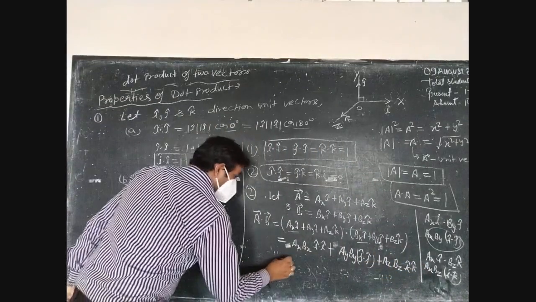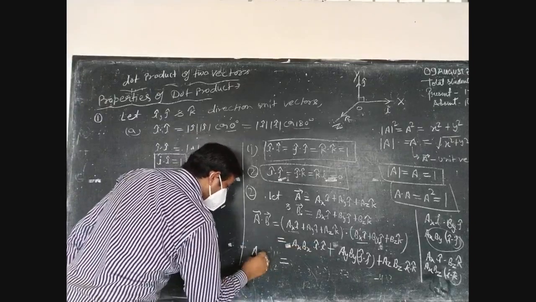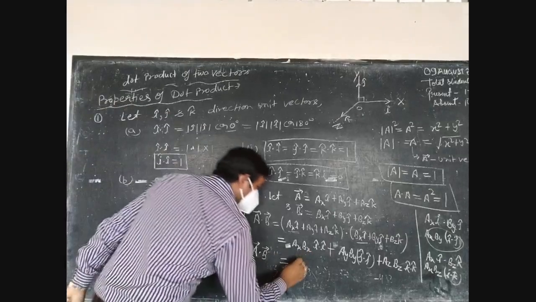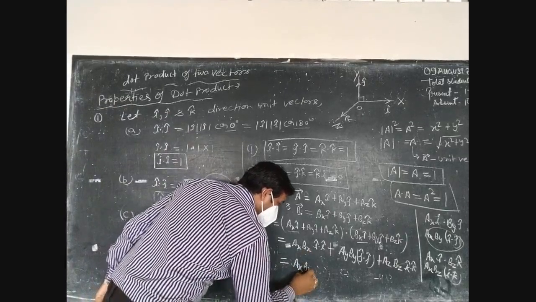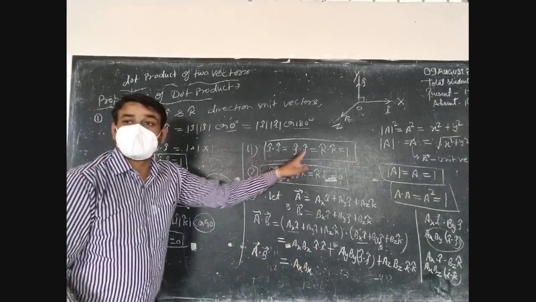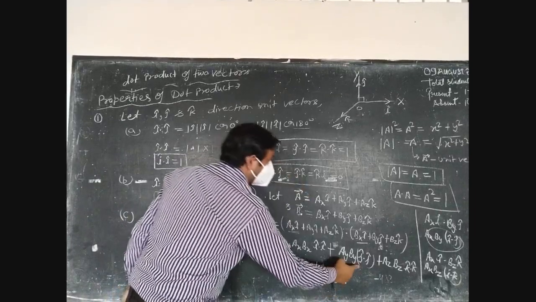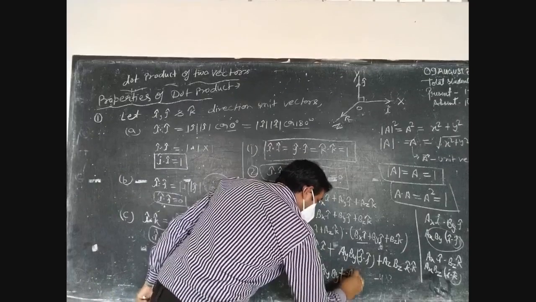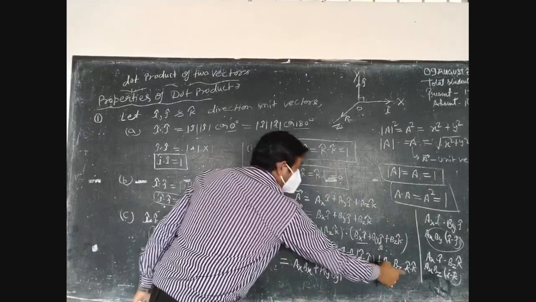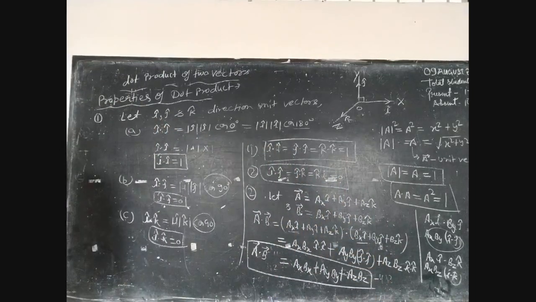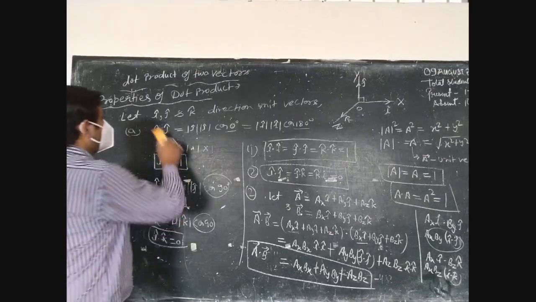Now by doing so we get the dot product between the two vectors as ax bx, where i dot i is 1, plus ay by, where j dot j is 1, and az bz, where k dot k is 1. This is the magnitude of the two vectors multiplying in scalar product. Okay, now just see one example based on the same point.